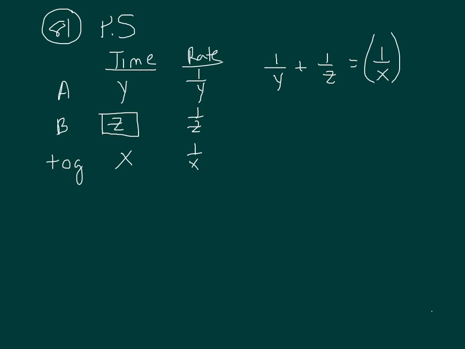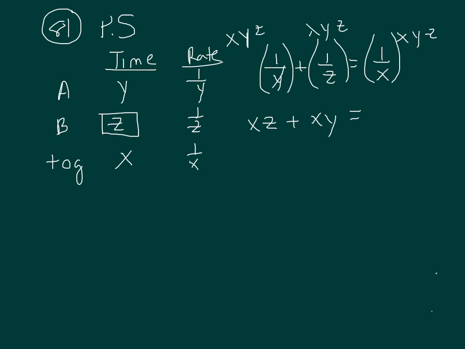So let's clear our fractions first by multiplying every term on both sides by X, Y, Z. So every term on both sides. So here the Y's cancel, and you're left with XZ times 1. Plus here the Z's cancel and you're left with XY. And on the right hand side the X's cancel and you're left with YZ.